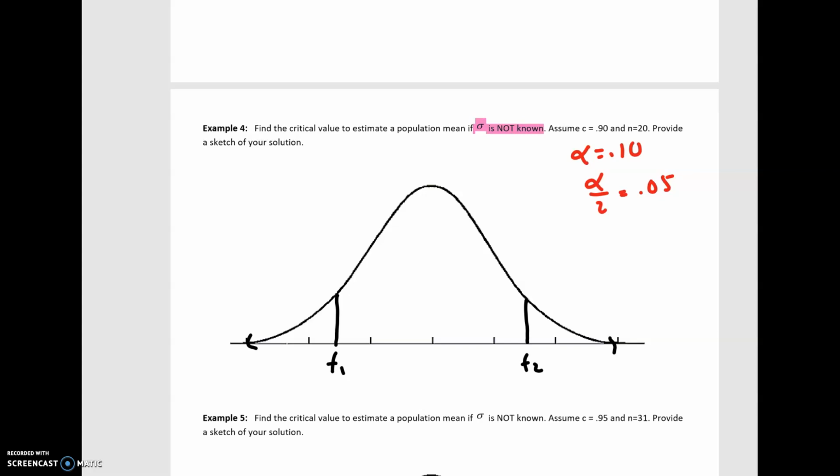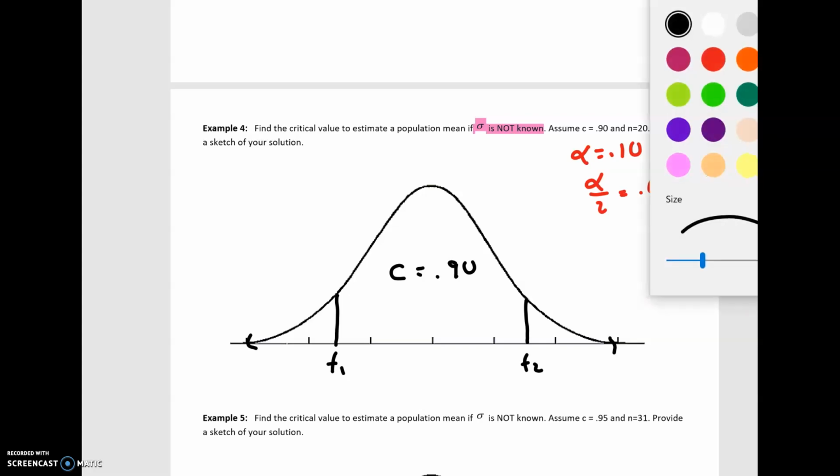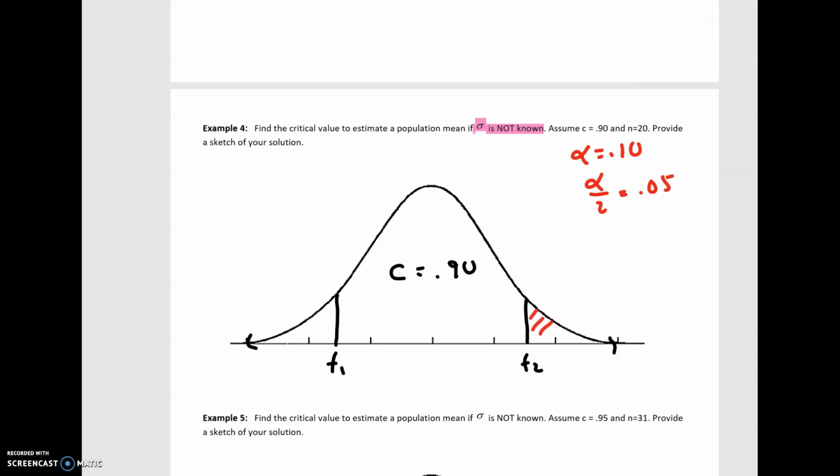Now, you're still going to have the following values be the same. So you're still going to have that c is equal to 0.90. In this case, this area here, and let me actually shade it, which is the tail, is going to be 0.05, which is equal to alpha divided by 2. The other tail is also equal to 0.05, which is equal to alpha divided by 2. Now, your degrees of freedom, and let me write them on the side, are equal to n minus 1, or the closest value on the table.